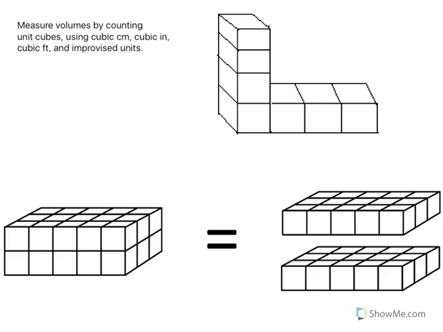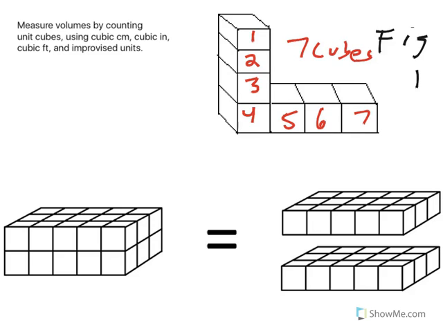So, for this figure up here, figure number 1, we're just going to simply count up the cubes. 1, 2, 3, 4, 5, 6, 7. So the volume for this is 7 cubes. And that's all there is to it.